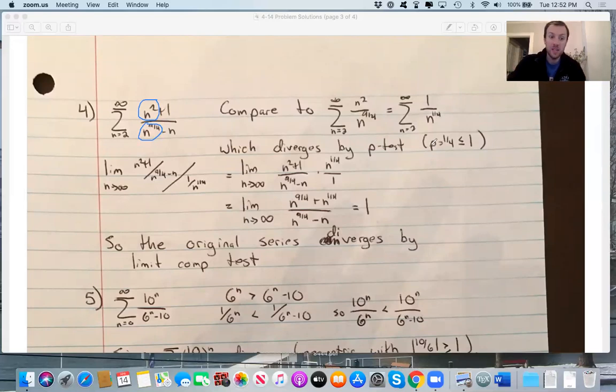And then setting up the limit like we did before, divide them, flip and multiply, and what happens, and this is what you should expect to happen if you have these powers of n around, is you end up with exactly the same power for the largest powers of n. And since those powers match, the limit is going to be 1, and since this isn't 0, the 2 series have the same behavior. So since this p-series diverges, the original series also diverges.